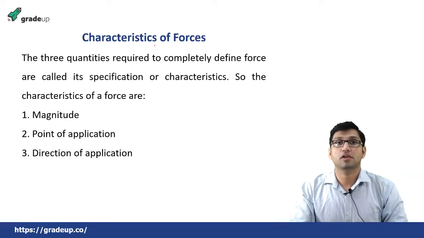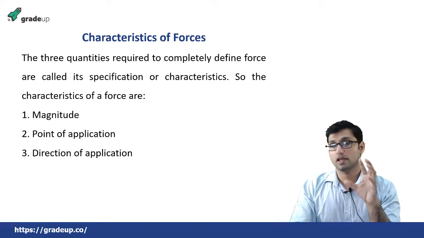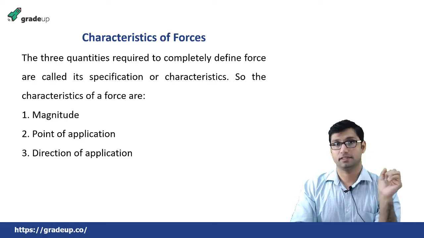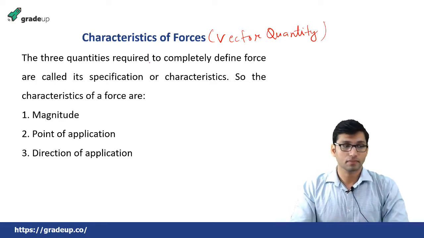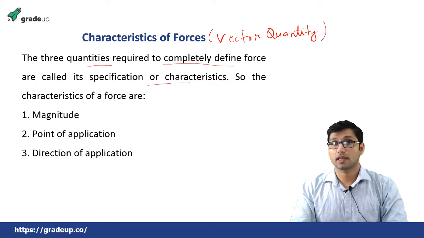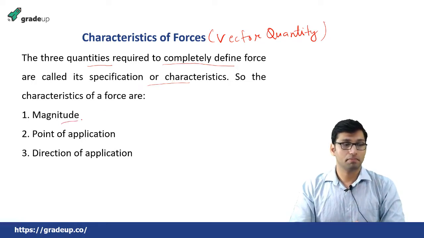Now, what are the characteristics of a force? First thing I want to tell you: force is an agency or a quantity which has a magnitude along with a direction, so it is a vector quantity. The three quantities required to completely define a force are called the specification or characteristics of the force. There are basically three characteristics: one is magnitude, one is point of application, and the other is direction of application.